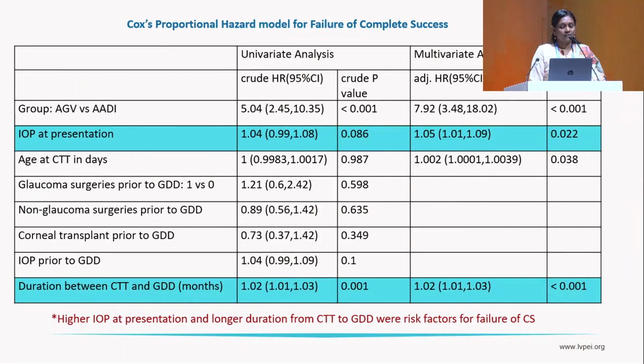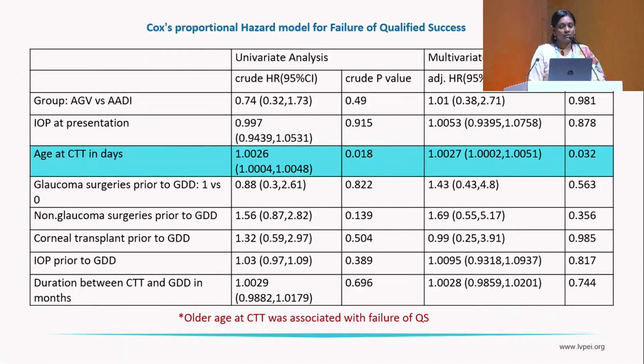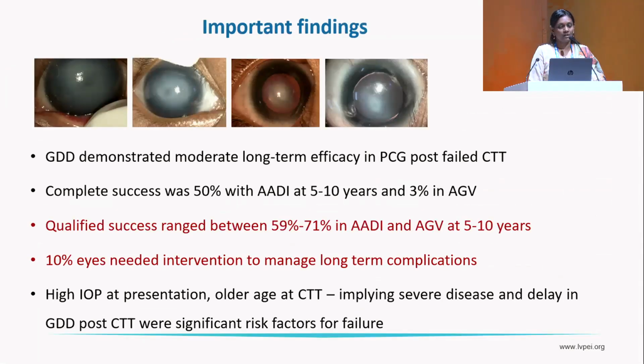Higher IOP at presentation and longer duration from CTT to GDD were risk factors for failure of complete success, whereas older age at CTT was associated with failure of qualified success. So GDD demonstrated moderate to long-term efficacy in PCG post-failed CTT.